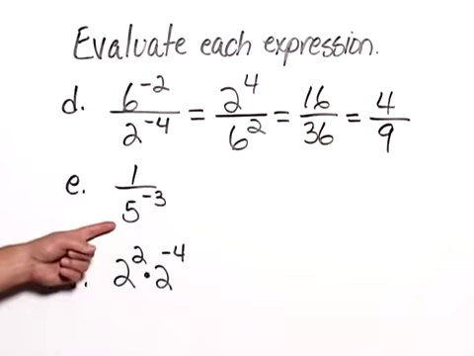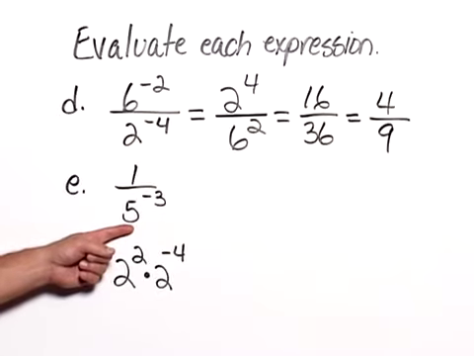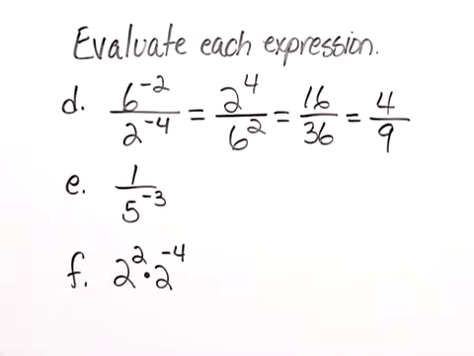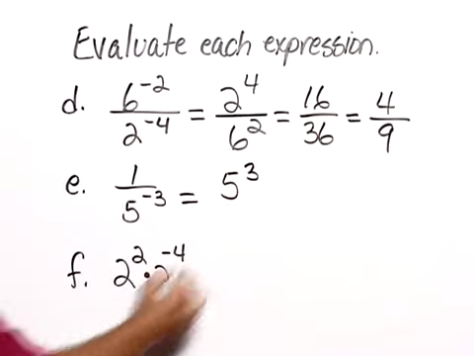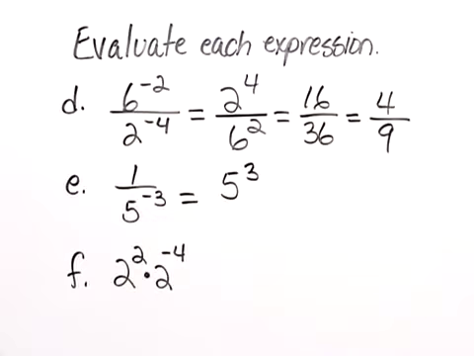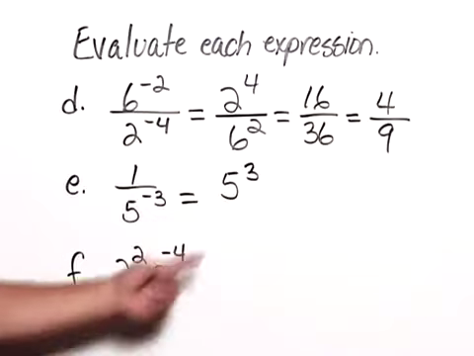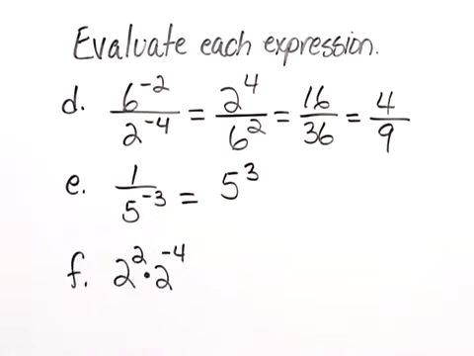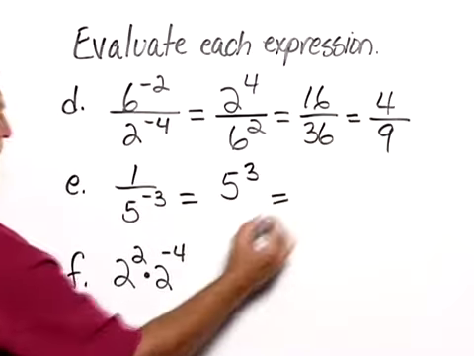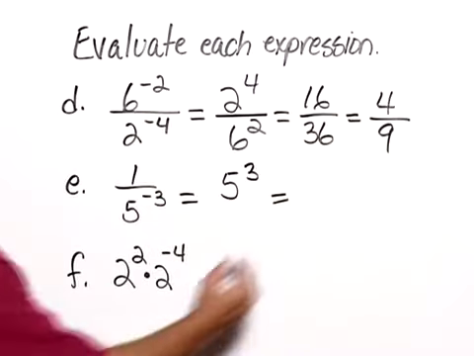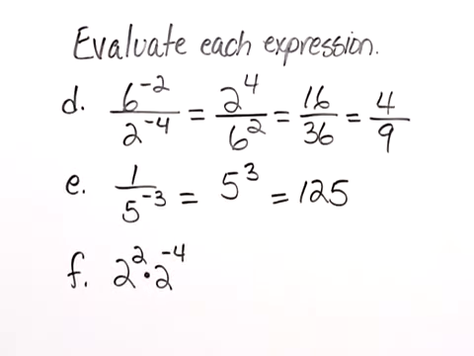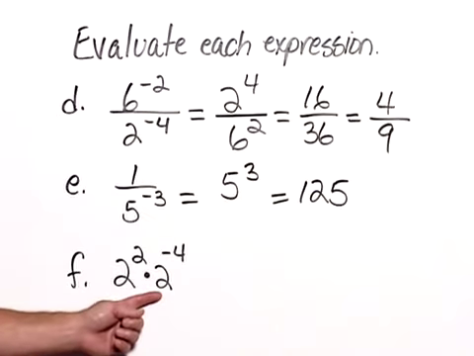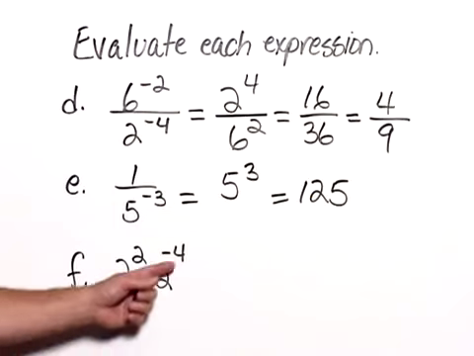For part E, we're going to apply the same rule. We have 5 to the negative 3 in the denominator, and we can put that into the numerator with a positive exponent, so 5 to the positive 3. That leaves no denominator. So all we're dealing with is 5 cubed, and that's equal to 5 times 5 times 5, or 125.